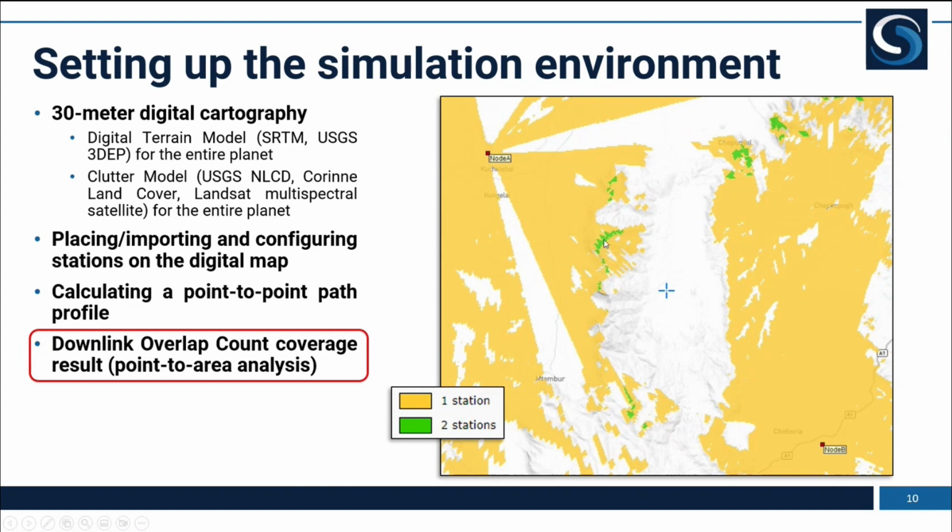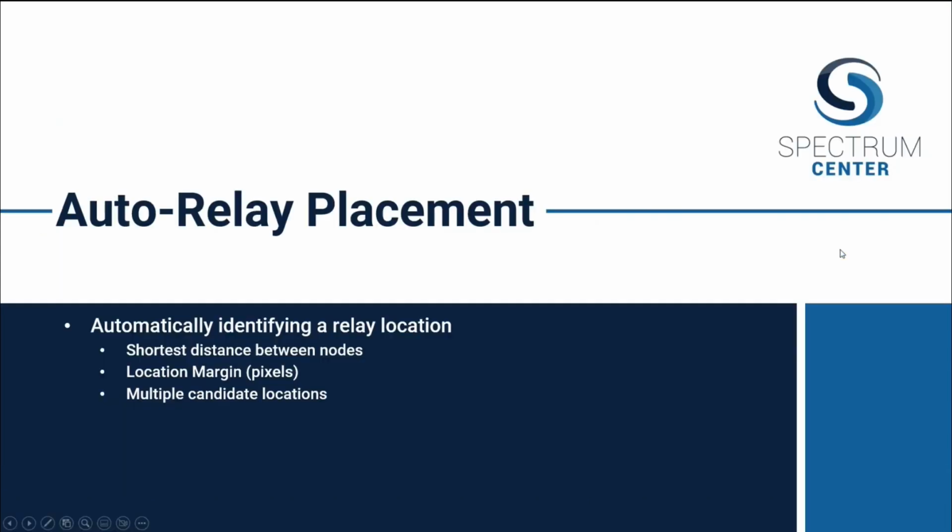So the goal of the auto relay placement function will be to identify what is the best location to place the relay of all the green areas here in this downlink overlap count coverage result. So those are the functions that we need to be able to execute the auto relay placement. So how does the auto relay placement feature actually work? Well, it's going to want to find by default the shortest distance between nodes.